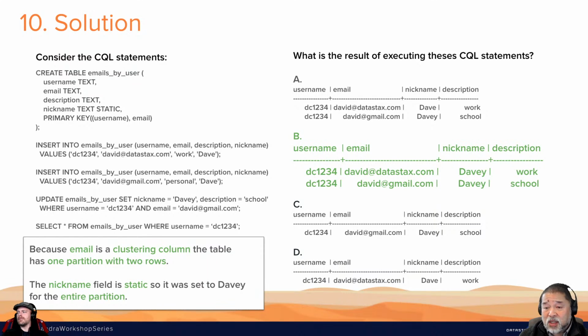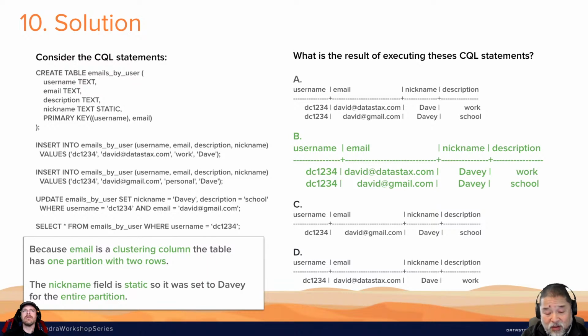So I have those 2 partitions, and for username DC1234 and email david@gmail.com, the description should be school, and the nickname is Davey. Now, the part of this that you had to read very carefully is that nickname is a static column, and a static column means that there is a single value per partition. Well, the partition key is username, so for every row in the DC1234 partition, the nickname is set to Davey.